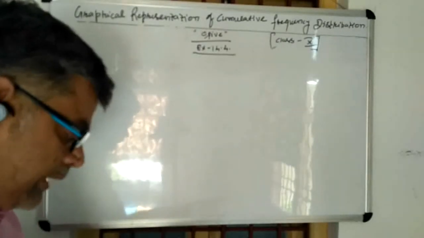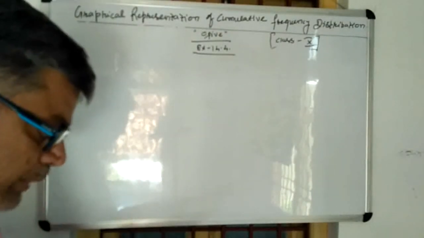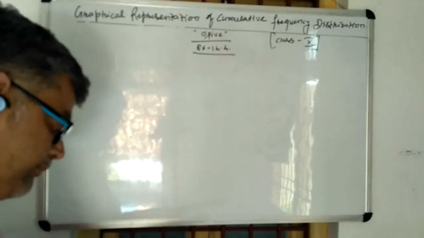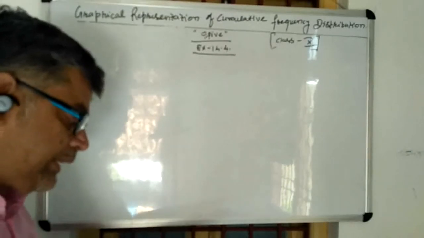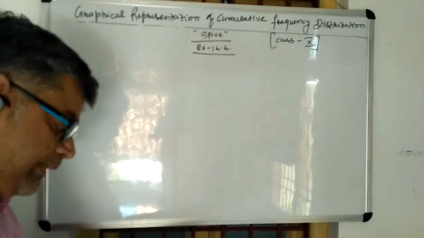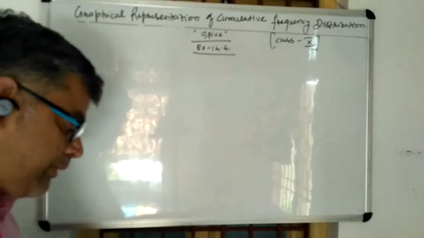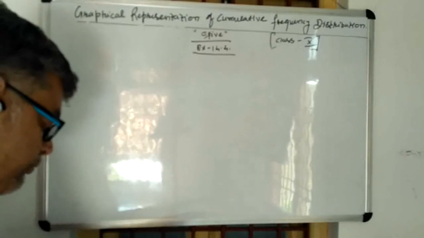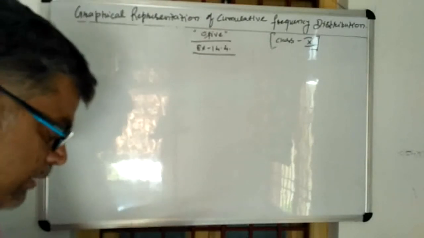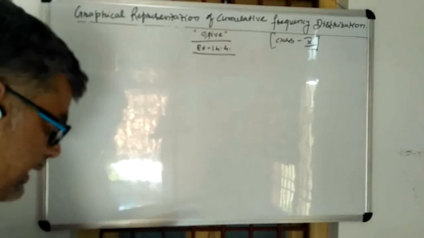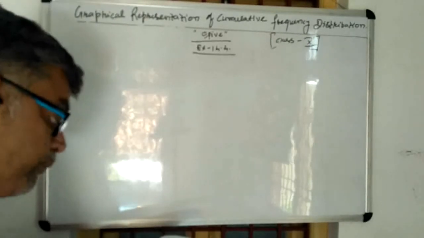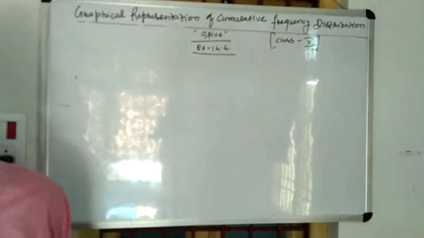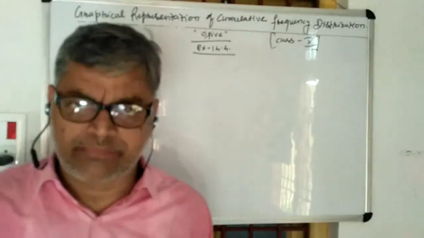The following table gives production yield per hectare of wheat of 100 farms of a village. Production is given 50 to 55, 55 to 60, 60 to 65, 65 to 70, 70 to 75, and 75 to 80. Now the number of farms are given 2, 8, 12, 24, 38, 16. Change the distribution to a more than type distribution and draw its ogive. This is a question of more than type of the series.